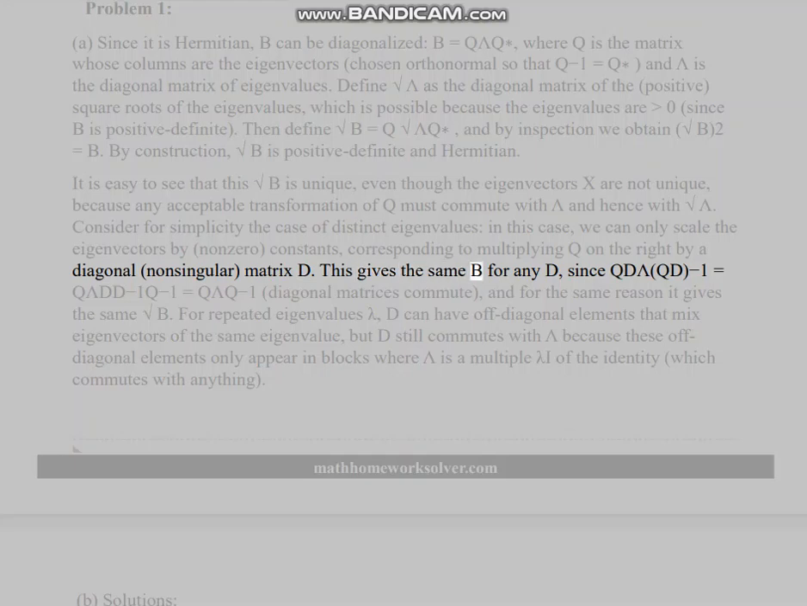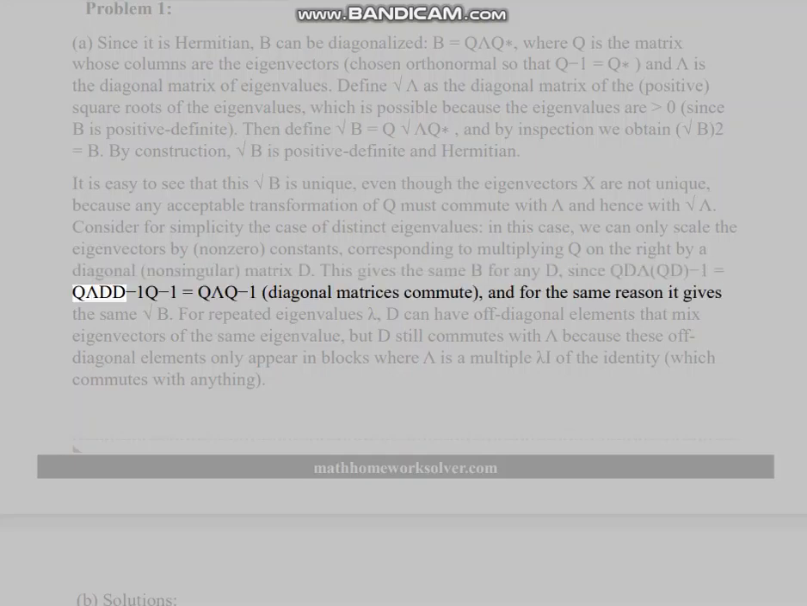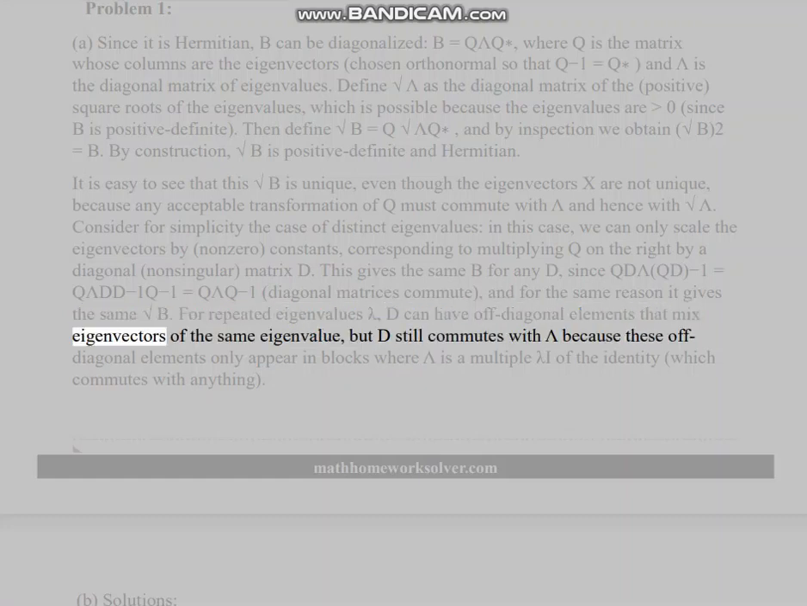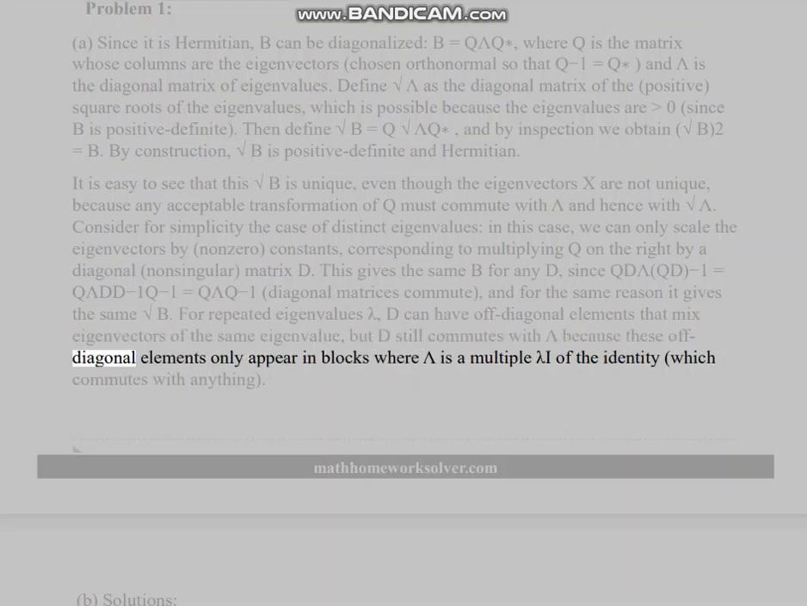This gives the same B for any D, since QDΛ(QD)^-1 = QΛDD^-1Q^-1 = QΛQ^-1, diagonal matrices commute, and for the same reason it gives the same √B. For repeated eigenvalues λ, D can have off-diagonal elements that mix eigenvectors of the same eigenvalue, but D still commutes with Λ because these off-diagonal elements only appear in blocks where Λ is a multiple λI of the identity, which commutes with anything.